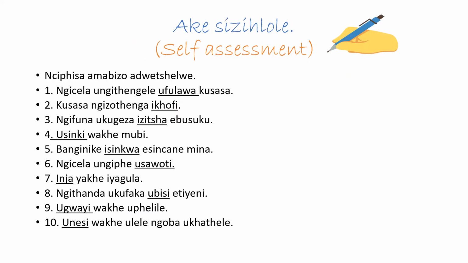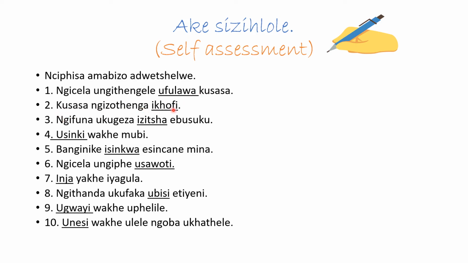Let's move on now to an assessment, so that you can see if you did understand what I was trying to explain today. What you are going to do, ufundele umusho: look at these sentences, underline the word, which is your noun obviously, and then make a diminutive. Let's look. Ngicela ungithengele ufulawa. What is the last vowel of this noun? It's an A. What was the rule? Think about the rule.